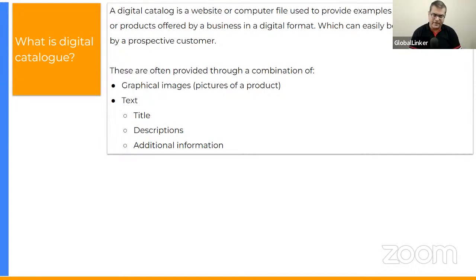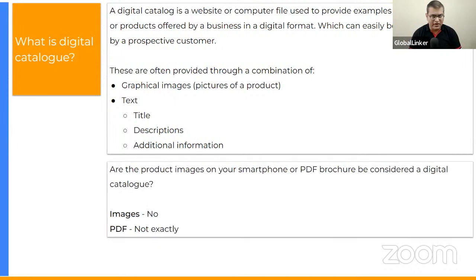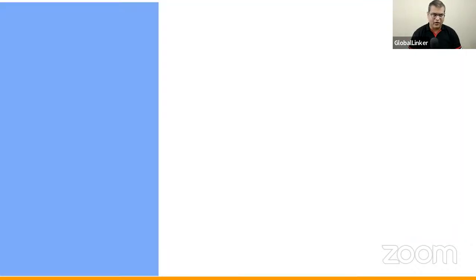Now, are the product images on your smartphone, or a PDF brochure that you have on your smartphone, a digital catalog? Images are definitely no. PDF, I've already explained, right? It is there on your system, but because it cannot be accessed freely, the important word to be stressed is freely. It should be accessed freely. If it is accessible freely, then obviously it can be discovered and accessed freely. So obviously a PDF file is also not a digital catalog.